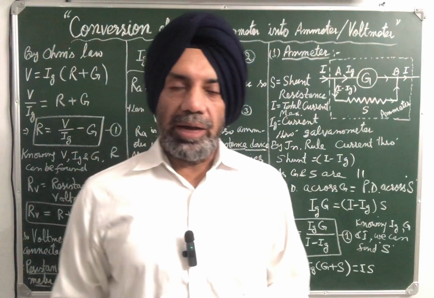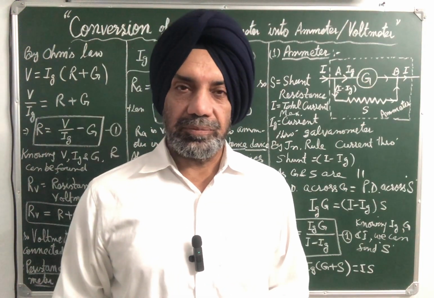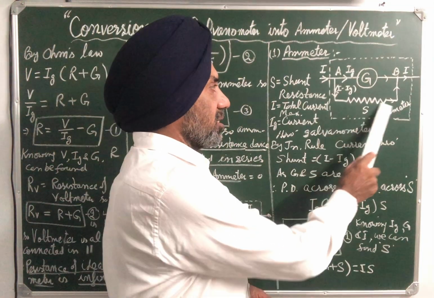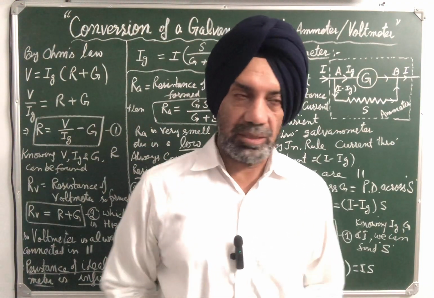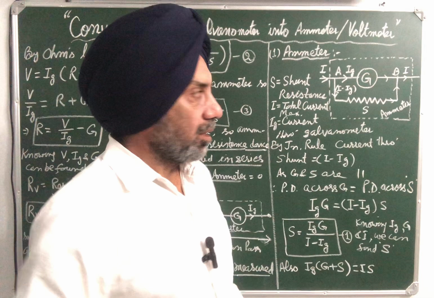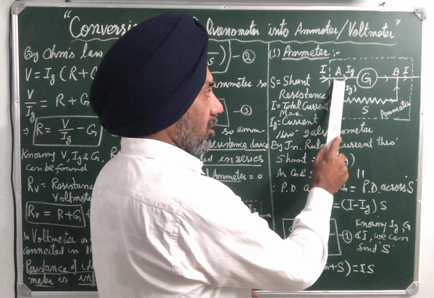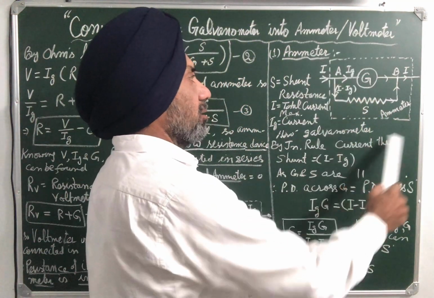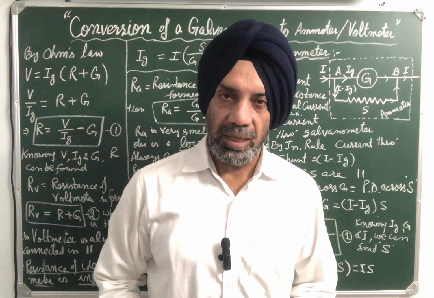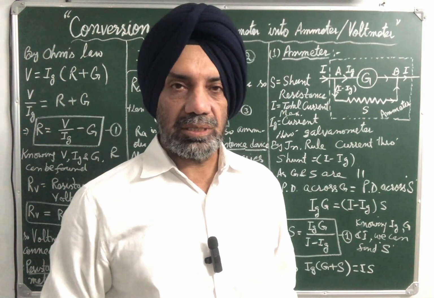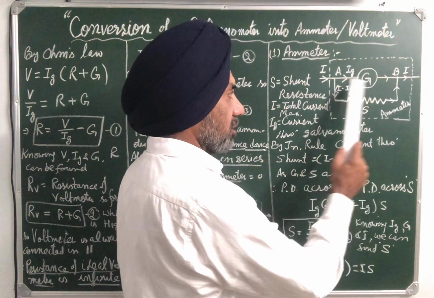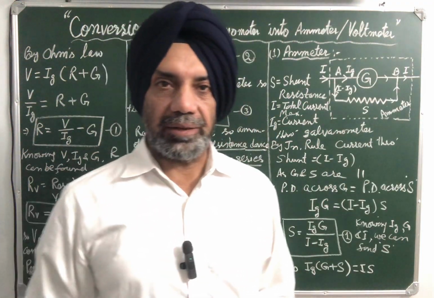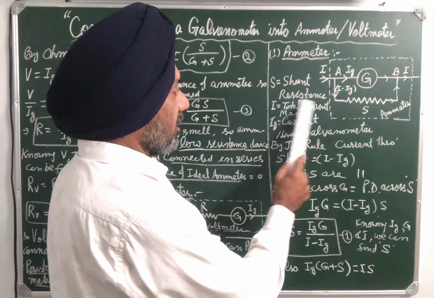Now, a galvanometer can be converted into an ammeter by connecting a shunt resistance, that is a parallel resistance S, to the galvanometer. This is known as shunt resistance. So, a galvanometer connected with a shunt resistance parallel to it becomes an ammeter. Shunt resistance is a very small resistance which shunts out current or bypasses the current through the galvanometer. So, S is a shunt resistance.